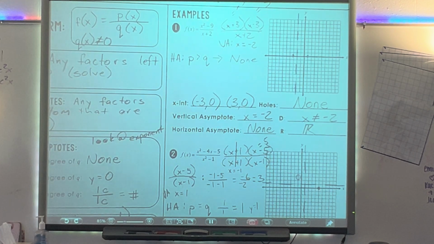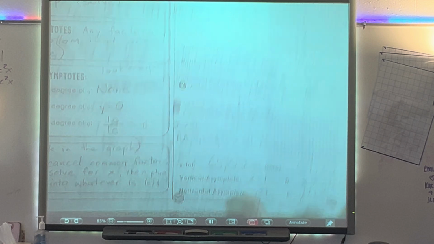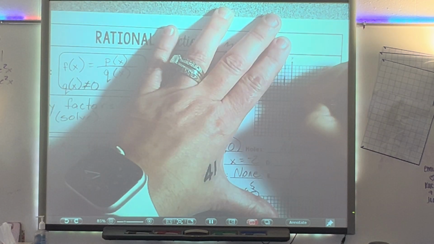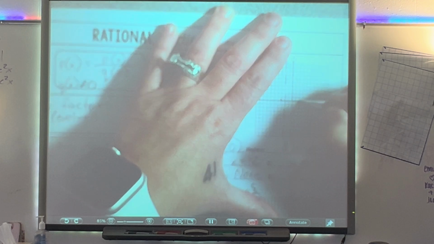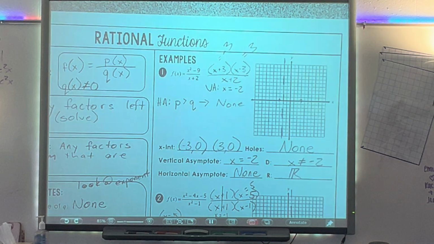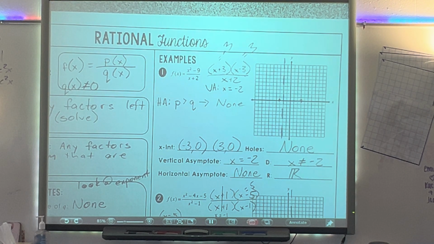Oh, it should be 3. Sorry. Thank you. Alright. So let's go graph this one. It looks very different than what you've seen before. You'll see some more of these later. So it looks a little bit different than what you've seen.